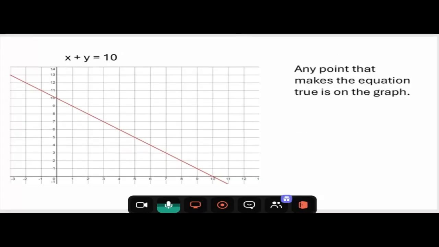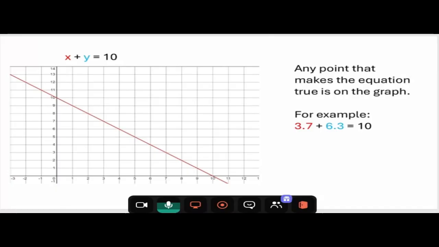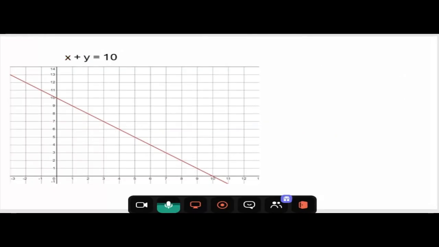I'm just going to reemphasize: any point that makes the equation true is on the graph. So let's pick a random pair of numbers that make the equation true. 3.7 plus 6.3 equals 10. Yes, it does. That makes the equation true. And look, there it is on the graph. X is 3.7, over 3.7, and up 6.3, right on the line. Or vice versa, any point that is on the line makes the equation true.